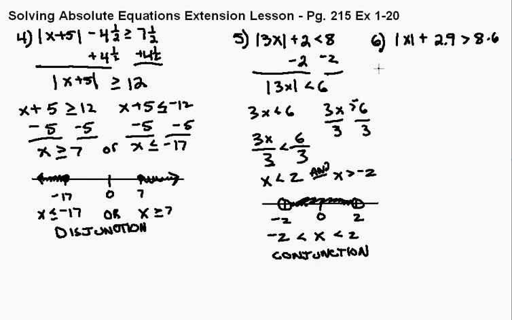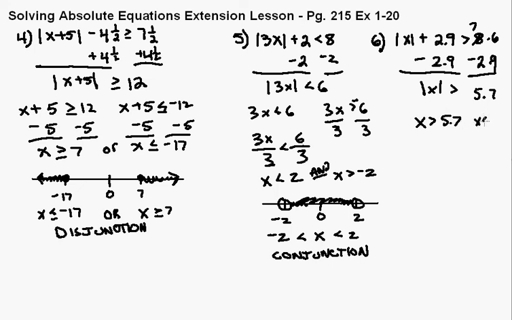And finally, number 6. Alright, so here again to isolate the absolute value on one side of the inequality, I'm going to subtract 2.9 from both sides. So here I have the absolute value of x greater than 8.6 minus 2.9. 16 minus 9 is 7. This becomes 7. 7 minus 2 is 5. So I have 5.7. So that means x is greater than 5.7. X is less than negative 5.7.